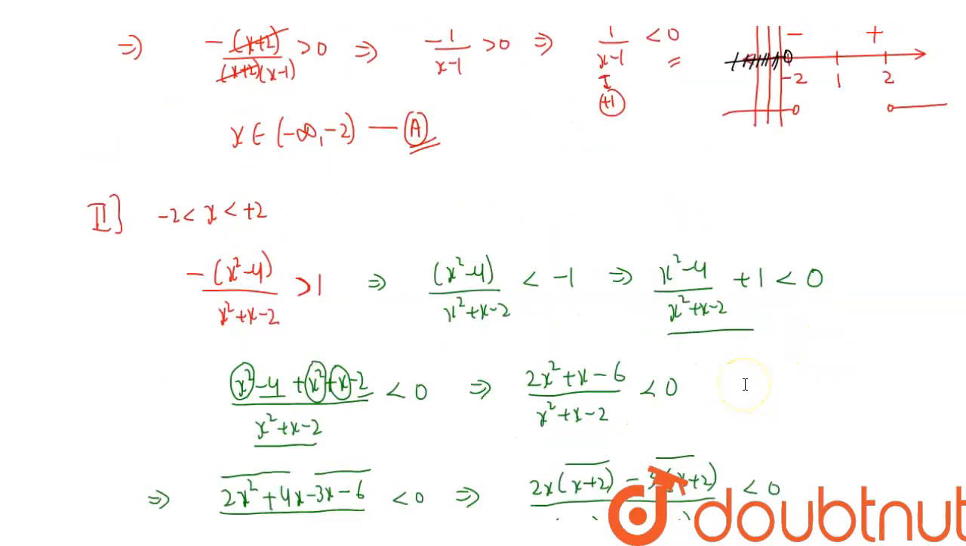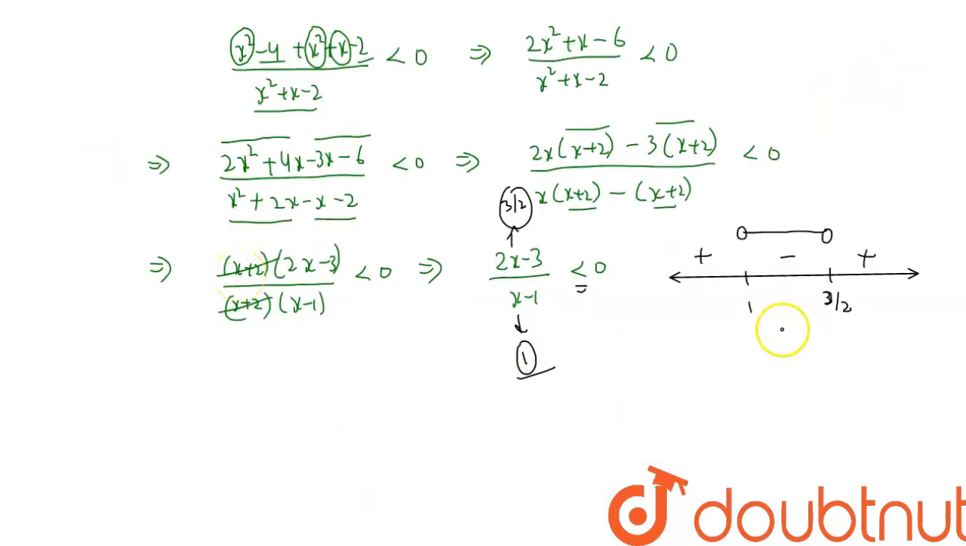And here in the starting we assumed that our x belongs in the interval from minus 2 to plus 2. So the result which we have got also belongs in the range that we determined ahead, that is from minus 2 to plus 2, because 1 to 3 by 2 lies in the range from minus 2 to plus 2. So from this second result we have got x as belonging to from 1 to 3 by 2 like this. So this is our second result which we have got.